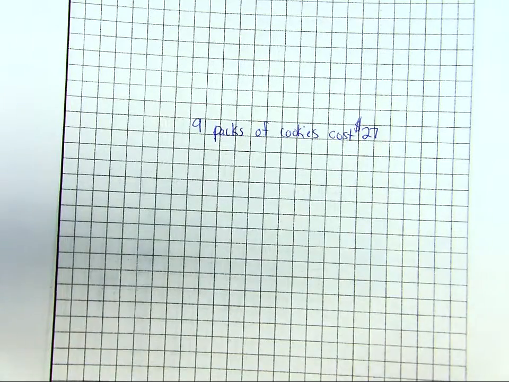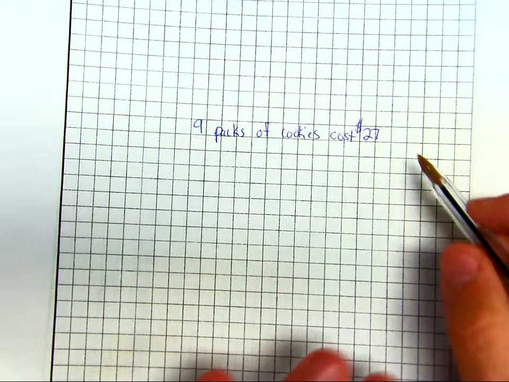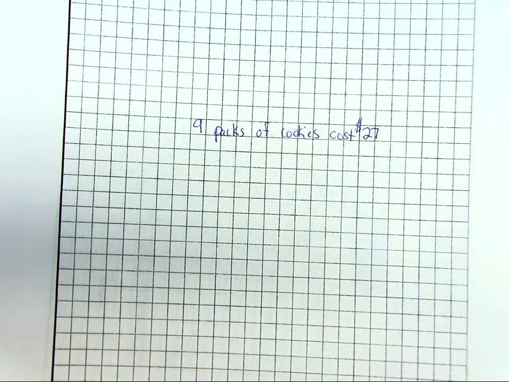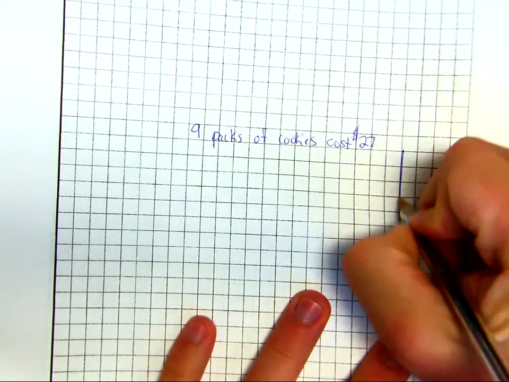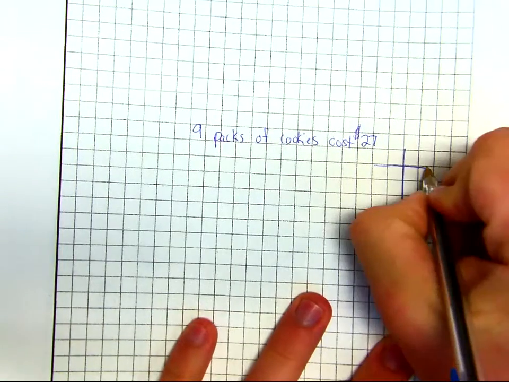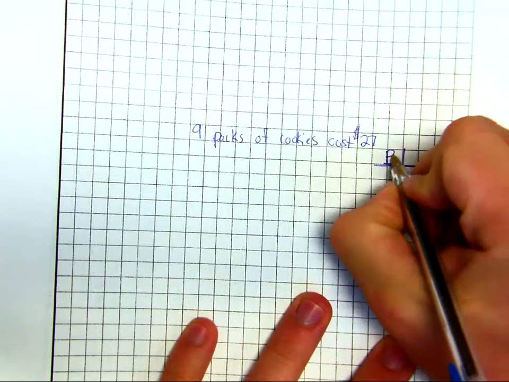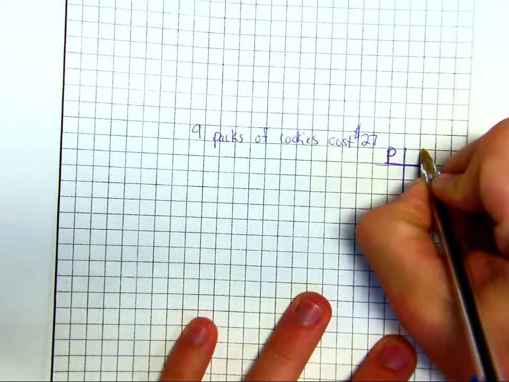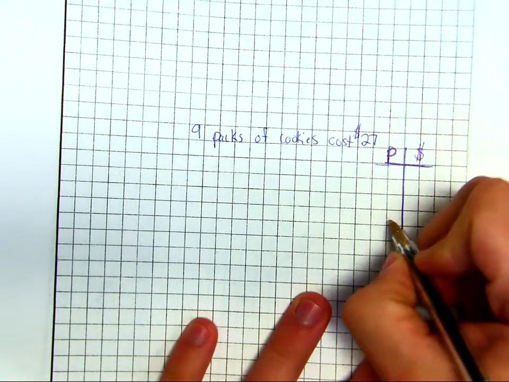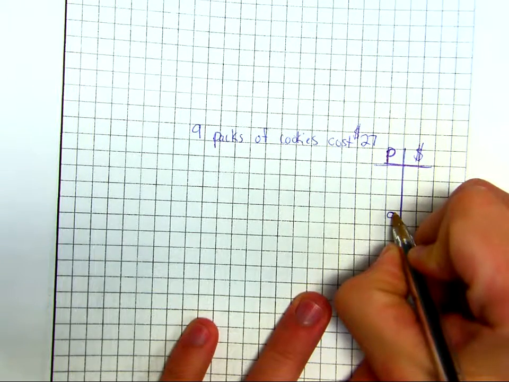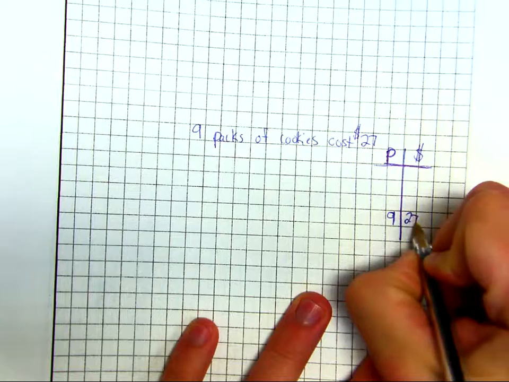So the first thing I want to do is figure out my relationship. I'm going to write some equations and make a table to do that. So I'll make my table here and say P is going to stand for my packs of cookies, and then we'll put $1 in there for my cost. So 9 packs cost $27.